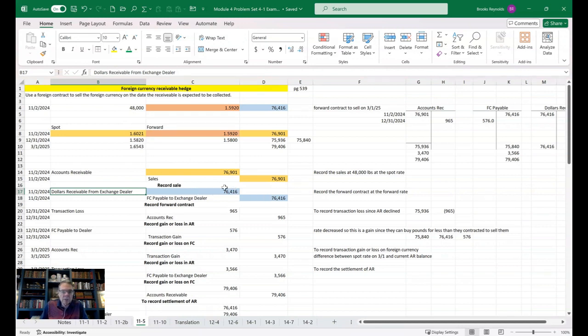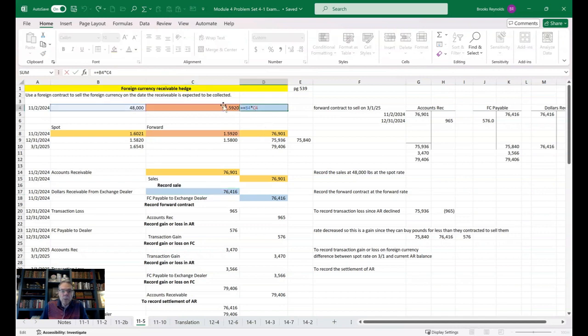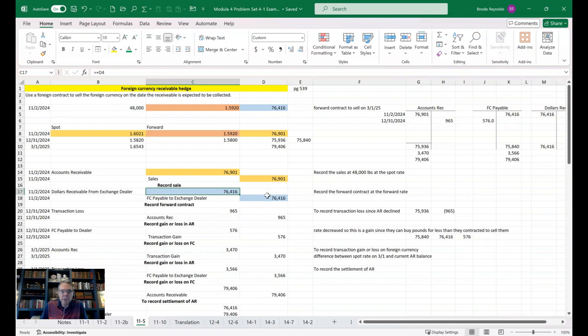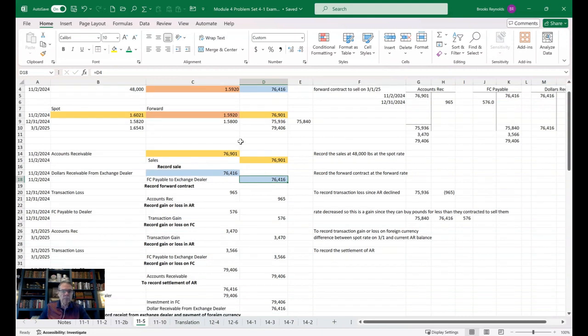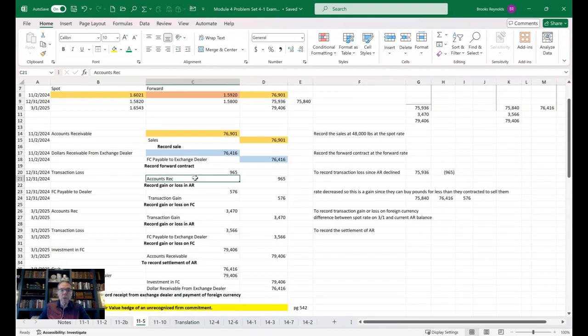All right, so this dollars receivable means that we're going to be able to sell it for 76,416. And so that is the forward rate of 1.5920. In other words, that's the rate for which we can sell on 3/1/25. So we have this dollars receivable, so that's not going to change, but this is where we are going to provide 48,000 pounds to a dealer. So when we have to measure that, obviously that balance is going to change. And those changes are going to be transaction loss or gain.